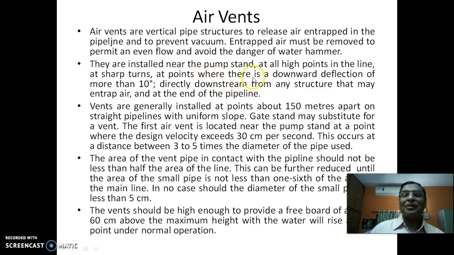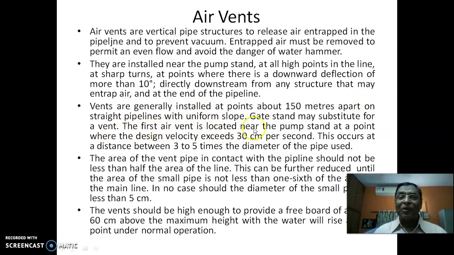Wherever they feel this pressure, they release it. Also directly downstream from any structure that may entrap air, and at the end of the pipeline. So this is where you have to install them. Vents are generally installed at points about 150 meters apart. So each air vent is about 150 meters from the next, on a straight pipeline with uniform slope. A gate stand may also substitute for an air vent. We have already told this point.